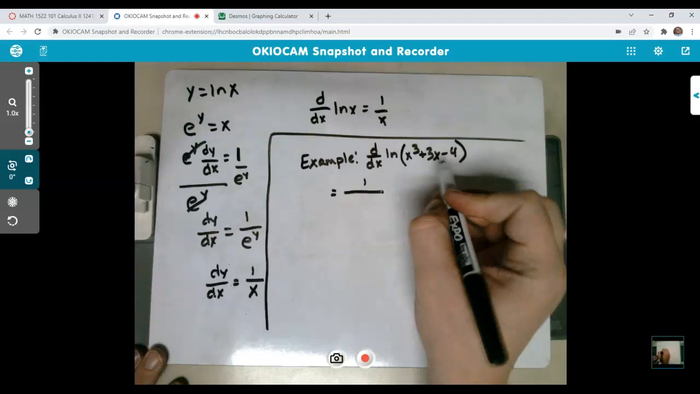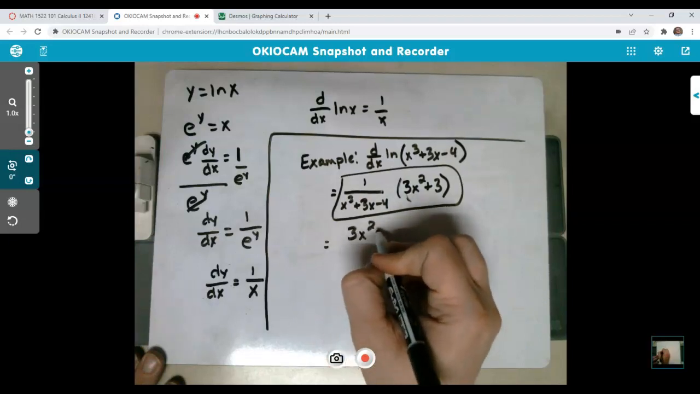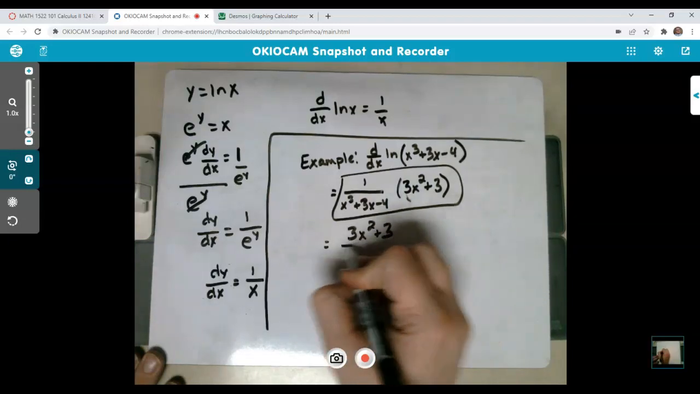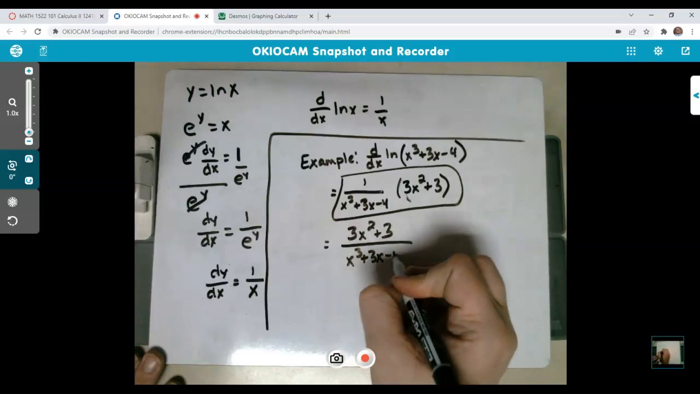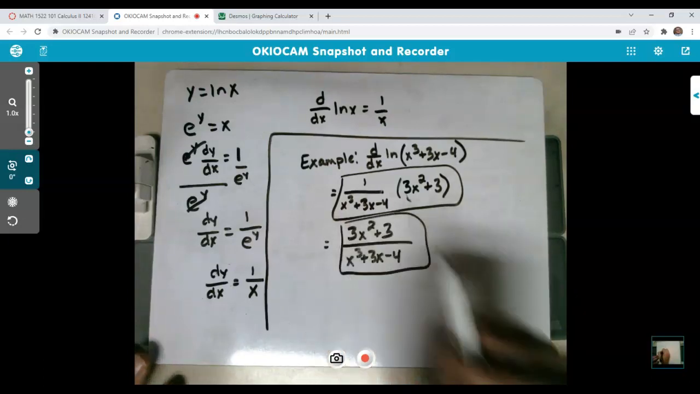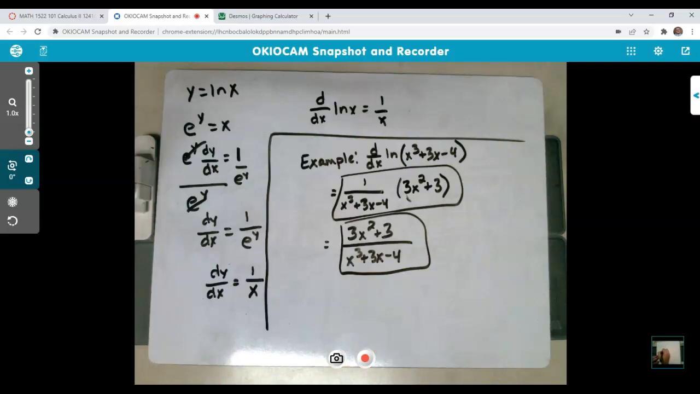So again, you can leave it just like this, and that is okay. A lot of people like to write this as 3x squared plus 3 over x cubed plus 3x minus 4, and that is fine too. It doesn't matter how you write these out. Let me get another board for the next example.